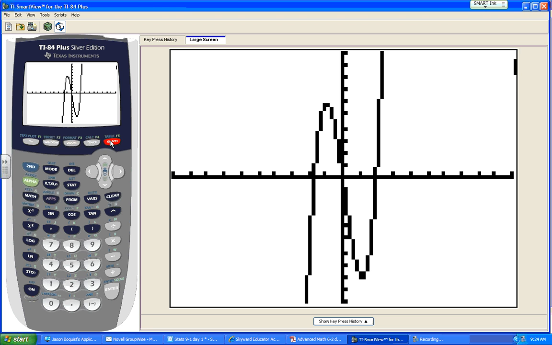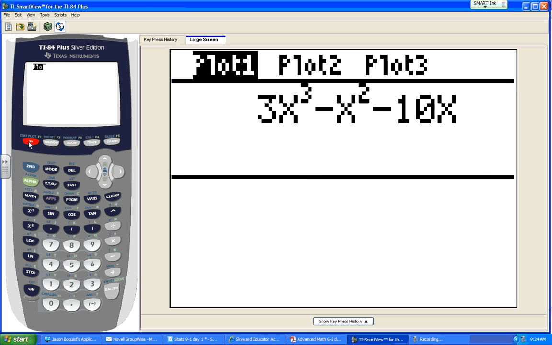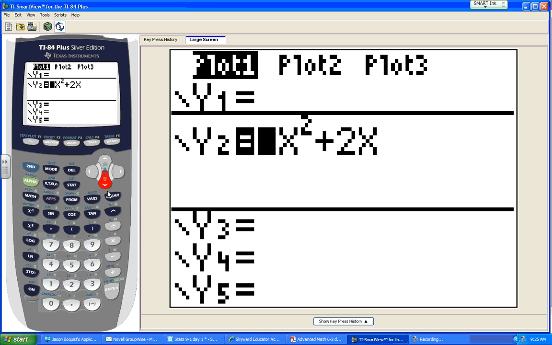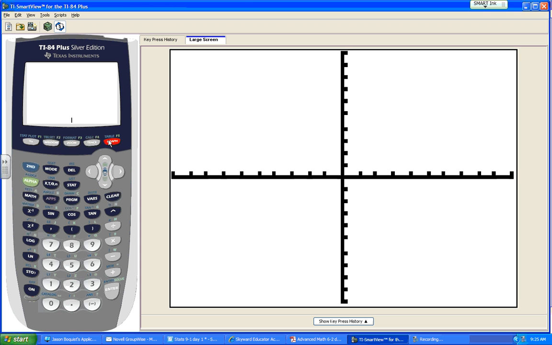Well, what happened? Look at that. I got a bunch of stuff popping up. Oh, I got stuff in Y equals. Oh, yeah, okay. So let's clear that out of there. All right, now let's hit graph. I still don't have anything. Well, this is worthless. Why don't I have anything?